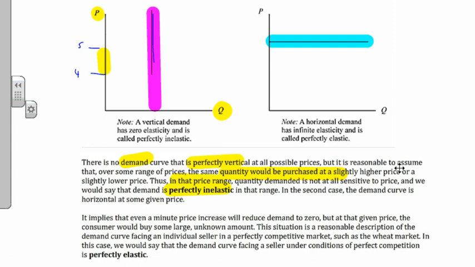We look over here. Even a minute price increase will reduce demand to zero, but at that particular given price, the consumer would still buy some large amount, unknown amount.